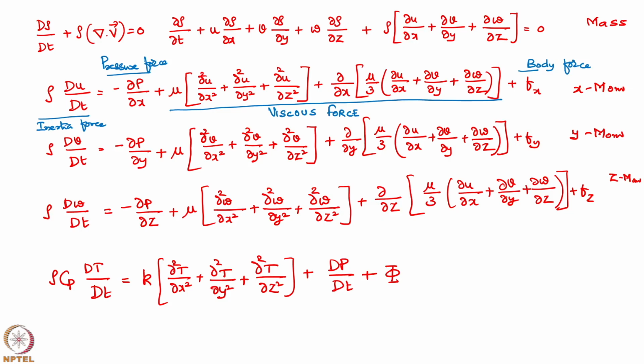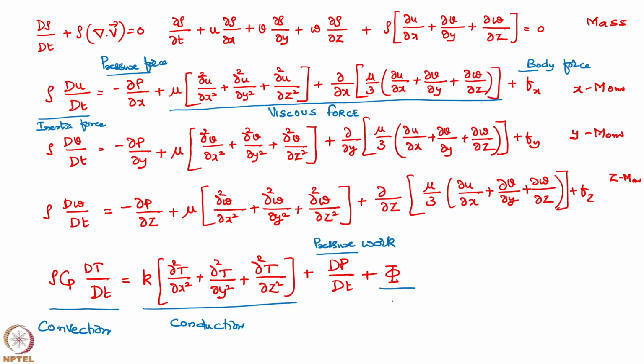Now, if I come to the energy equation, this is the convection term, the energy transfer because of convection, this is the conduction term, this is pressure work, and this is the viscous dissipation term. Here I need to mention that when we non-dimensionalized these equations, we got the Eckert number here, and Eckert by Re here.